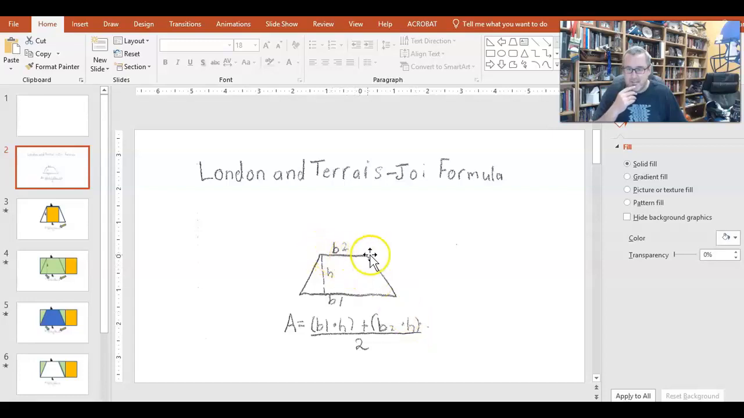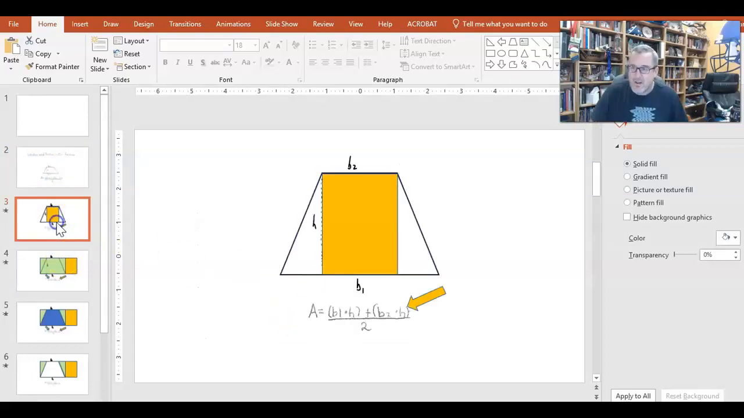So this base 2 times height would be the area of sort of a smaller rectangle inside the trapezoid. And we add those two areas together and then divide by 2. Cut the sum of the two areas in half. How could that be? So I tried to visualize it here. So the base 2 times height. I wanted to start there.